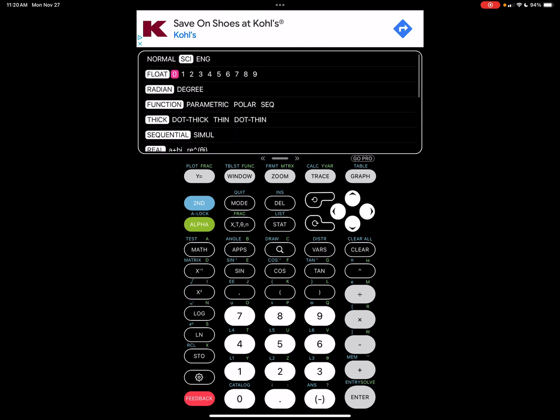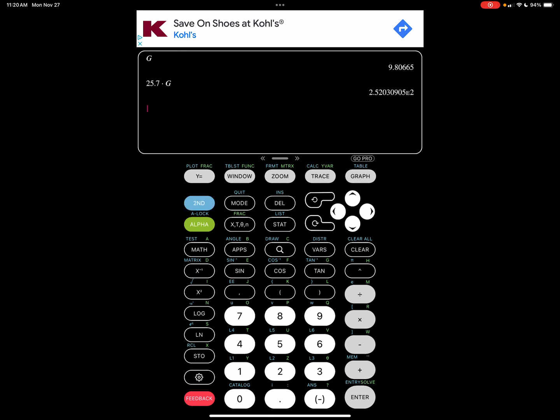Not sure why it's not letting me change it just to normal. Now let's try that. There we go. I had hit enter. And we get out of this by hitting second mode, which is quit. And now we do 25.7 times alpha G. We hit enter, and it gives us the number 252.030905. But you also see how we could switch our numbers into scientific notation if we would like.